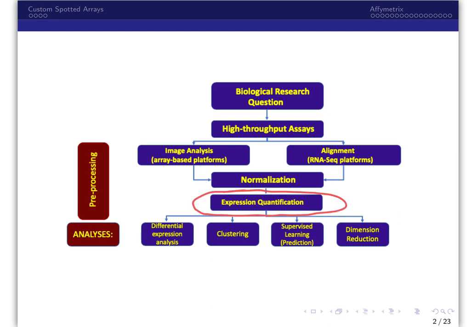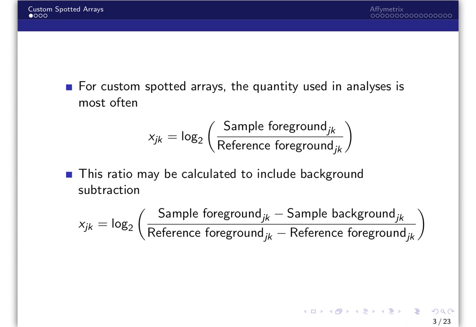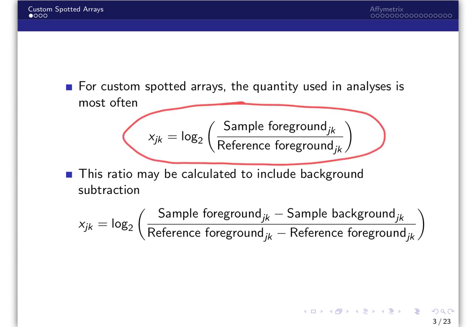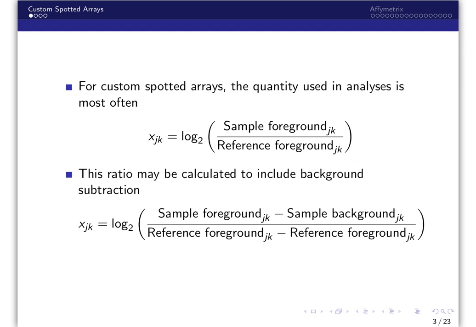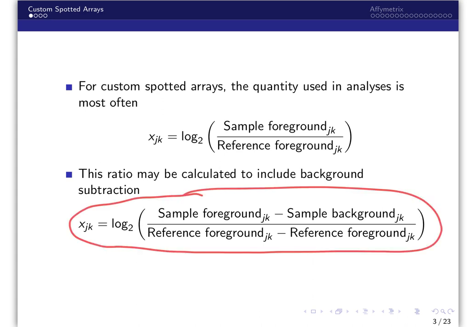We will now discuss expression summary methods. We will first discuss expression summaries for custom spotted arrays. For custom spotted array data, the quantity most frequently analyzed is the log base 2 ratio of the two channel intensities. Alternatively, this ratio may be calculated with background subtraction.